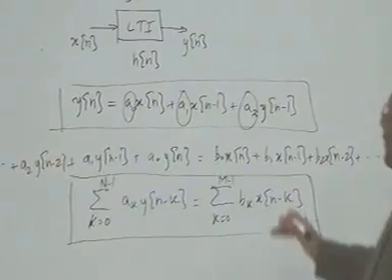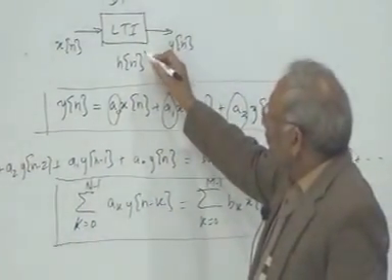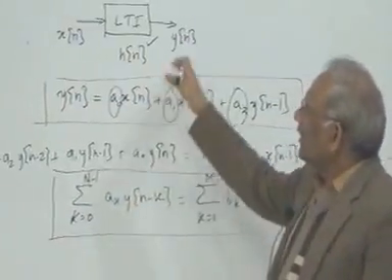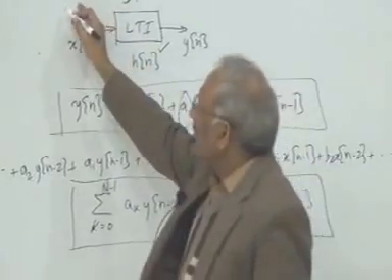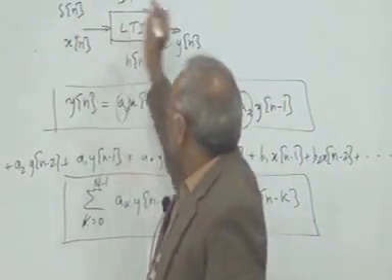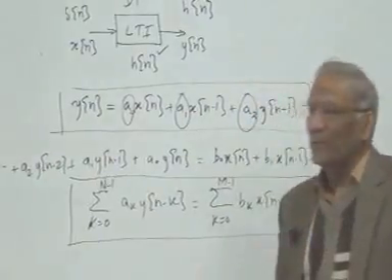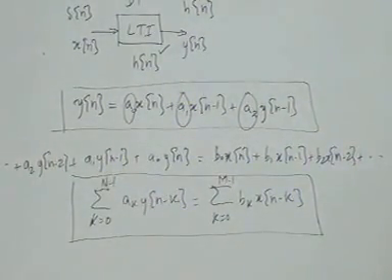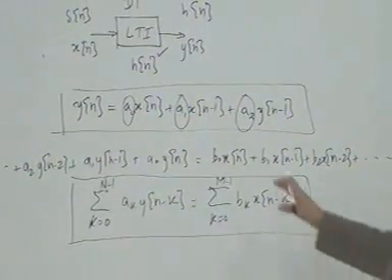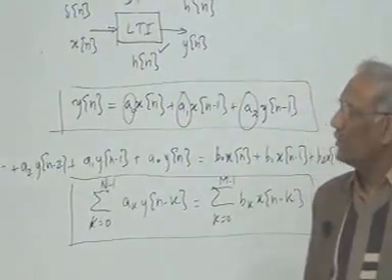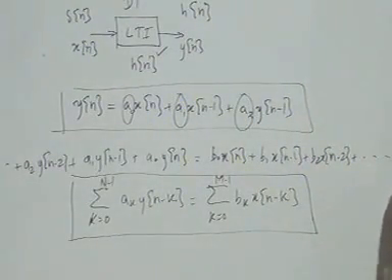But the first thing that we saw earlier was, if we are given h of n, it actually completely describes your system. H of n is just the response to a unit impulse. The other thing which completely describes your system is the difference equation. What is the difference equation? It is the relationship between input and output for the given system.